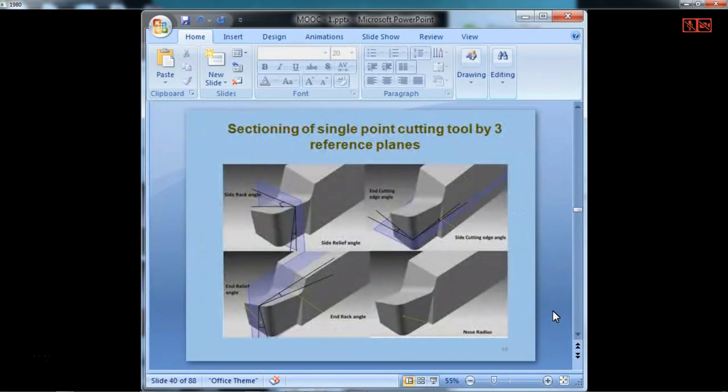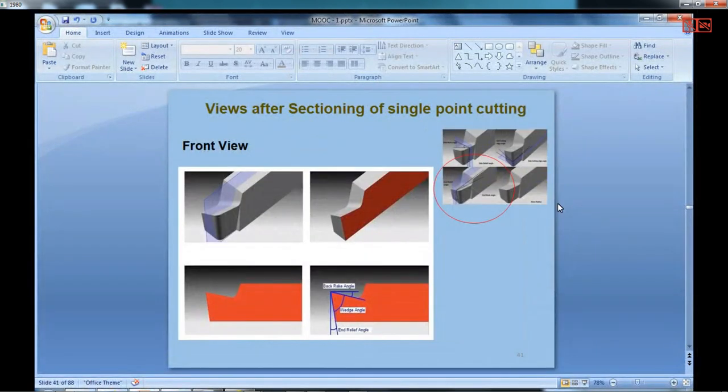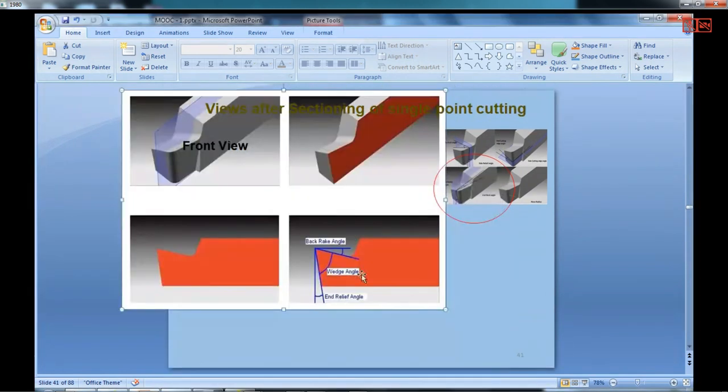So single point cutting, and then we have the angles which are very, very important. So the first one is called as the side rake angle, and then we have end cutting edge angle and the end rake angle. Okay, so maybe here in this diagram you can see better. So can you see this?